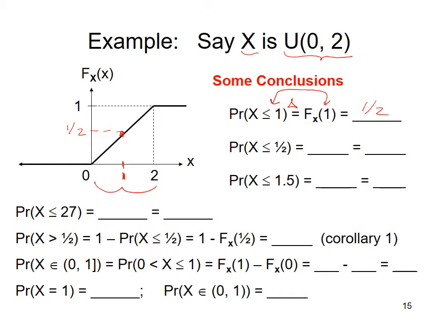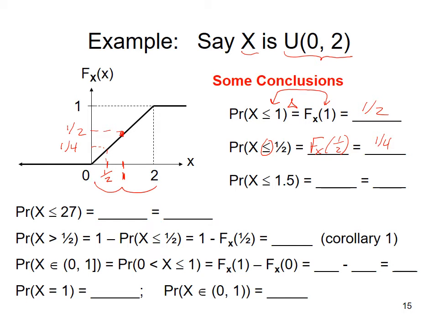Similarly, if we wanted the probability x less than or equal to 1/2, because of the less than or equal to sign, it's exactly the definition of capital Fx of 1/2. So I need to go over to 1/2 on the x-axis here and figure out how high this function is. And 1/2 is 1/4 of the way between 0 and 2, so of course this is 1/4.